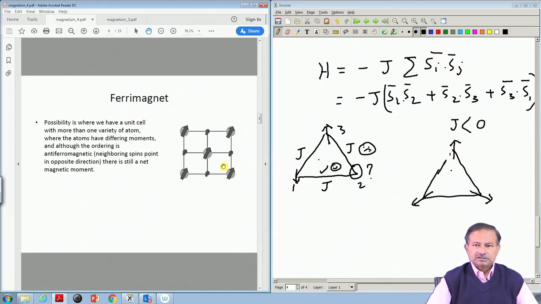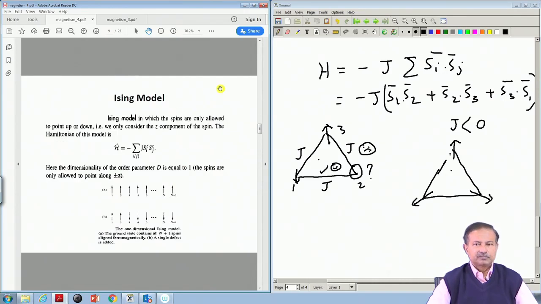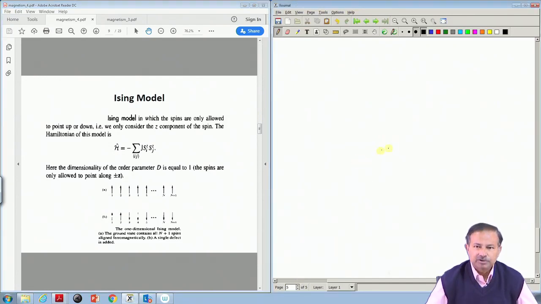Then of course, I discussed ferrimagnet at some point, where you have usually two different atoms as neighbors, and so their spins have different magnitude, their moments have different magnitude, and this kind of alignment is called a ferrimagnetic alignment. Okay, so now we have discussed a lot of phenomenology without doing any calculations.